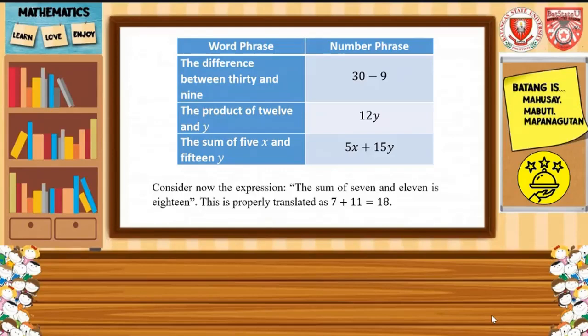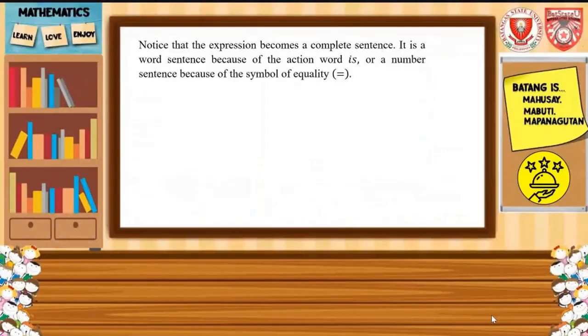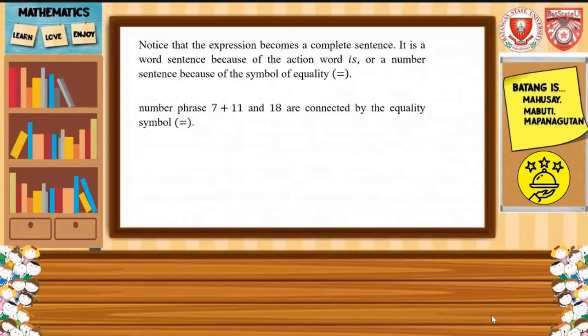Now we consider an expression: the sum of 7 and 11 is 18. This is properly translated as 7 plus 11 is equal to 18. You have noticed that the expression becomes a complete sentence. It is a word sentence because of the action word "is," or a number sentence because of the symbol of equality, the equal sign.